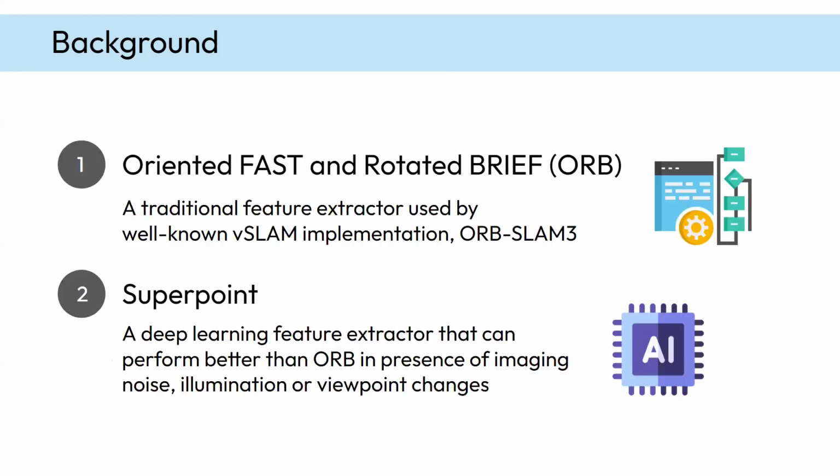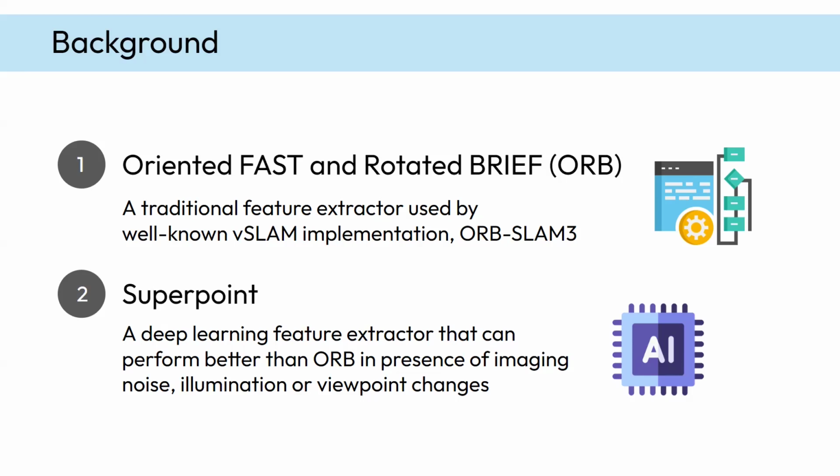However, with recent growing appeal and success of artificial intelligence, there has been a surge in interest in combining the field of computer vision with AI. These emerging AI models aim to surpass traditional feature extractors such as Oriented FAST and Rotated BRIEF, ORB, which has been used by well-known VSLAM implementation ORB-SLAM3. One such contender is SuperPoint.